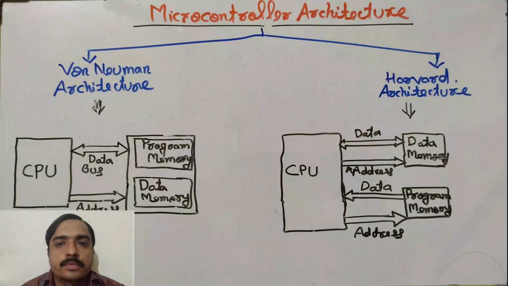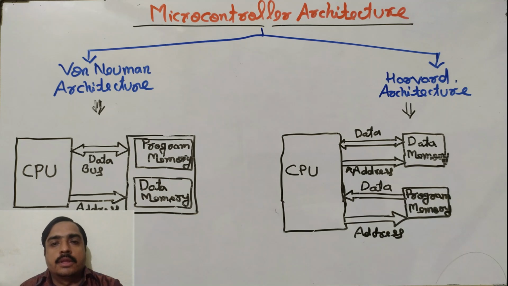Hello students, today I will discuss the architecture of microcontrollers. There are basically two types of architectures. The first one is von Neumann and the second one is Harvard architecture. The basic difference between these two architectures is based on the accessing method of program memory and data memory.